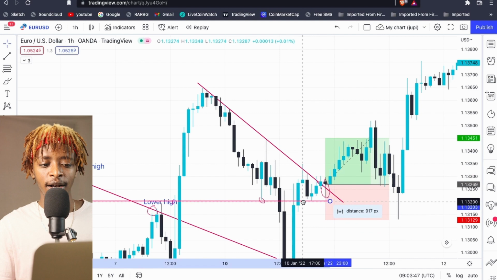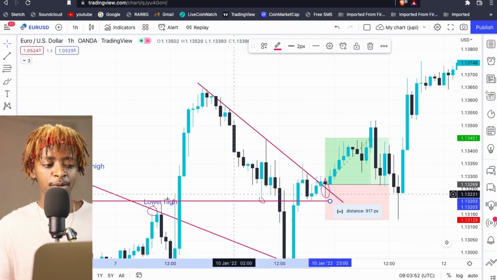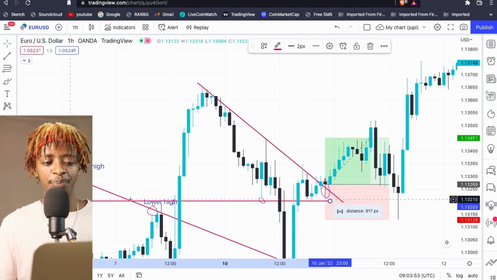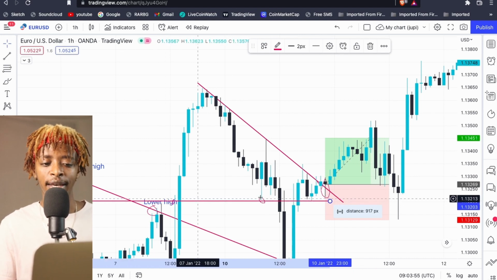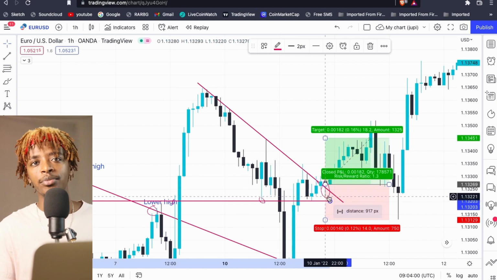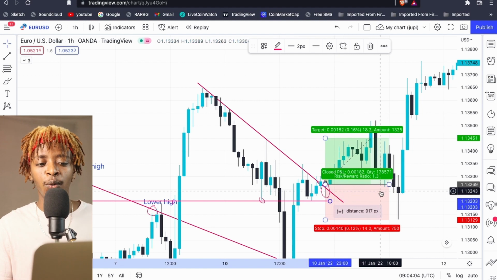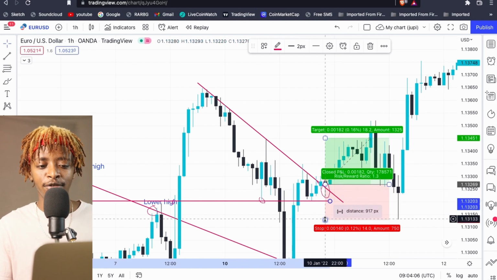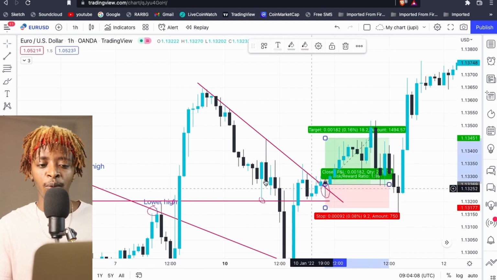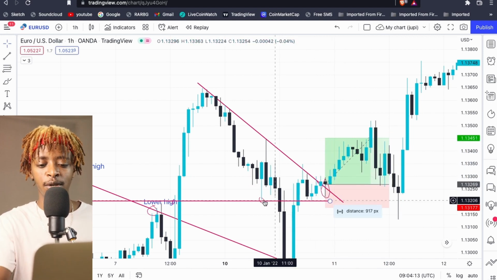Actually, this support area is a wick from this part, all this area. The market has been reacting from this line again. It got rejected from this support area also. So you can take that as another signal for you, another confirmation. So we have a strong signal for us to take a buy entry. So we take a buy entry over there, and our stop loss will be just below this support area.